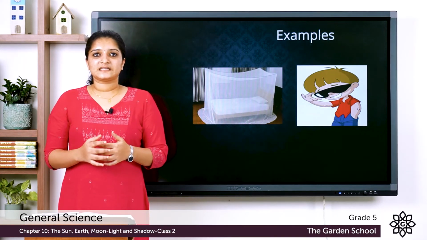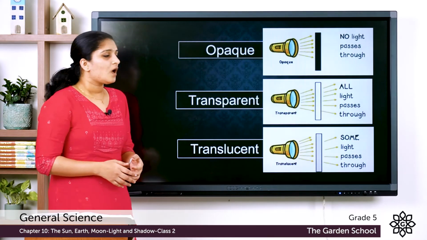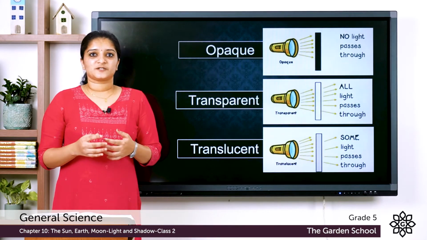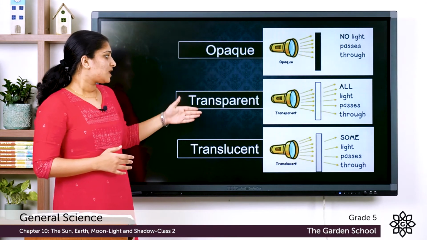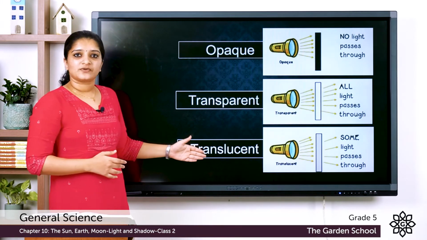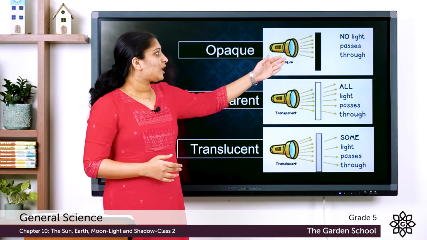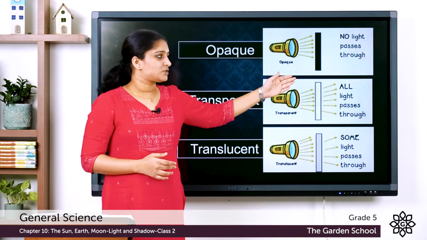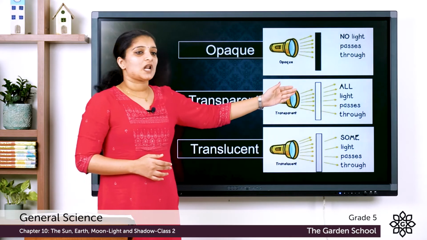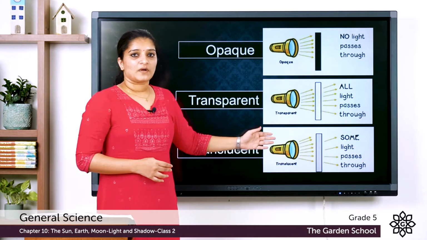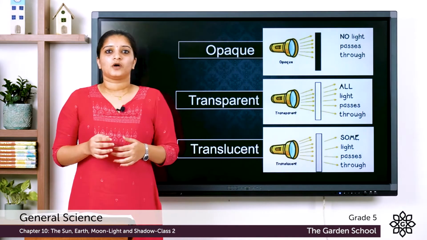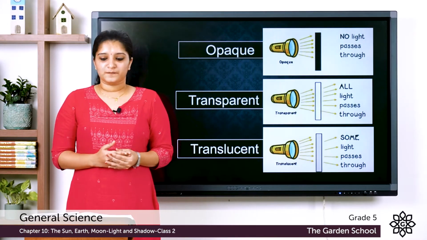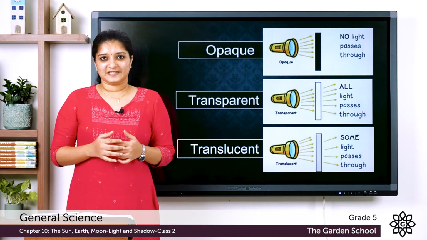Now let's compare these three types of objects. Based on the relative ability to transmit light, objects are basically classified into three types: opaque objects, transparent objects and translucent objects. Opaque objects allow no light to pass through them. Transparent objects allow all light to pass through them, while translucent objects allow some amount of light to pass through them. So this was all about the three types of objects based on their ability to transmit light.